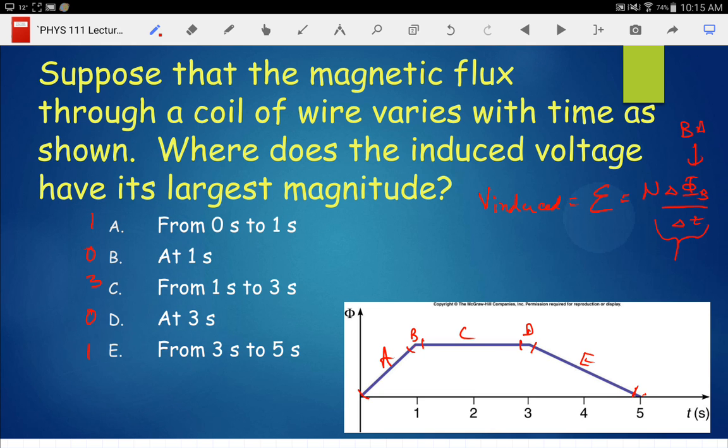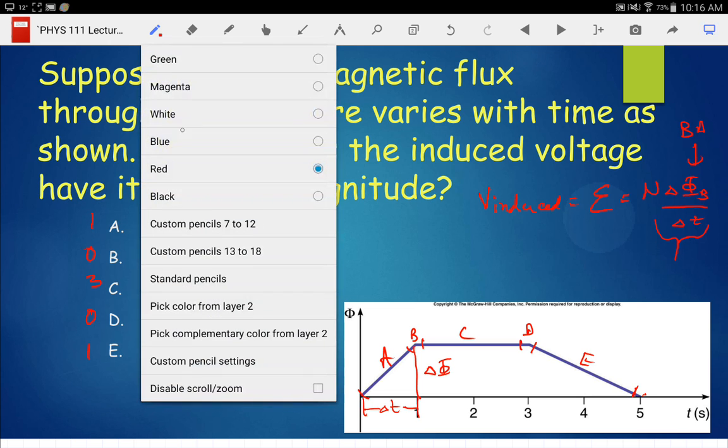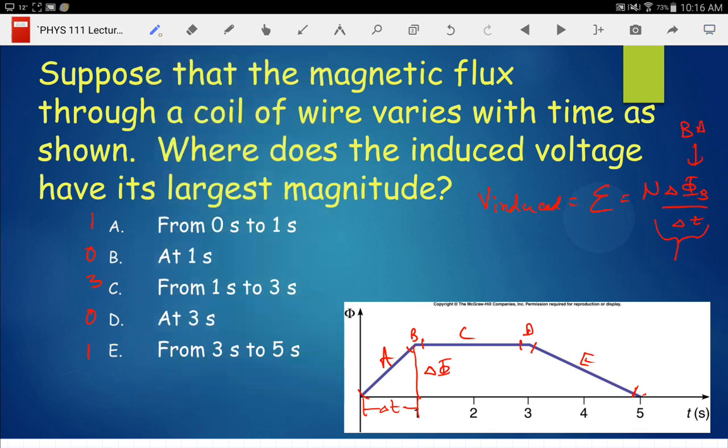Remember, the vertical is the change in flux here. The horizontal is the change in time. What value is change in flux over change in time? The slope. So another way of asking this question, which would have taken away having to know physics and would have just made a math question, would be to ask, where do we have the steepest slope?